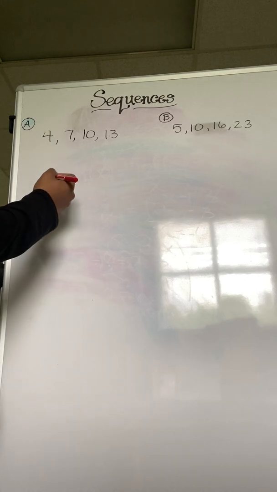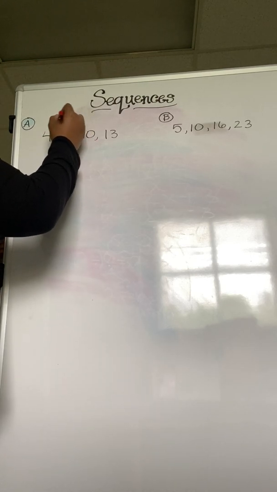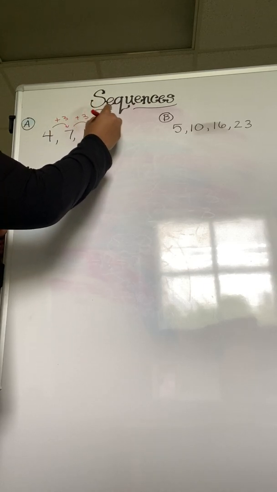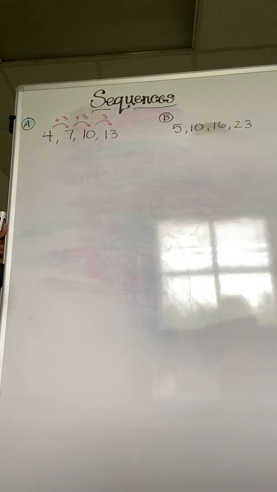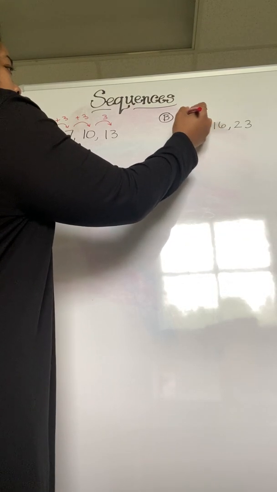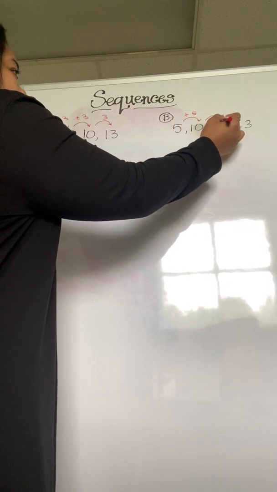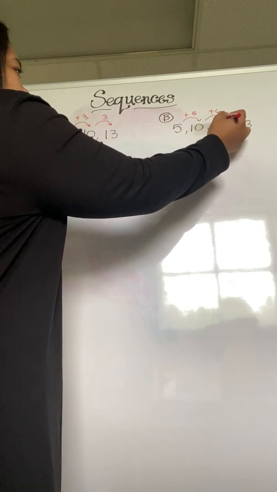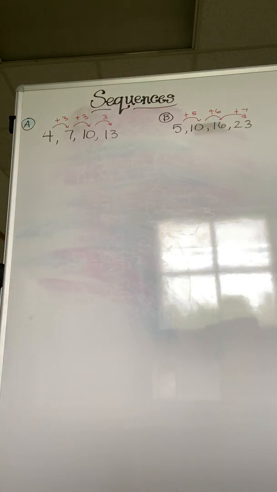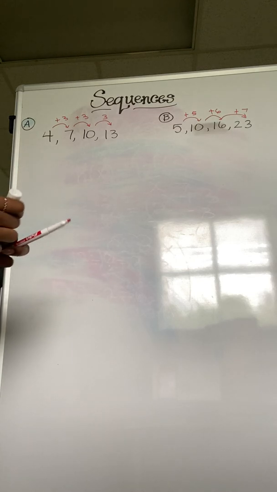You should notice that here in A, there's a pattern of adding 3 to get to the next term. In example B, to get to the next term, we add 5, then we add 6, and then here we add 7. Now both of these have some sort of a pattern, but one of them has a pattern that is more special, and that is going to be example A.